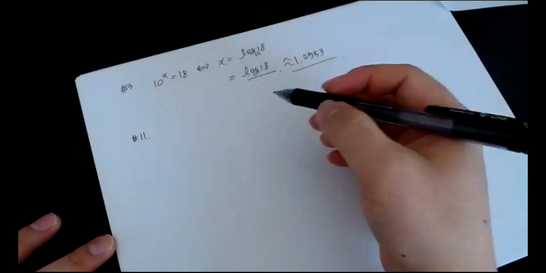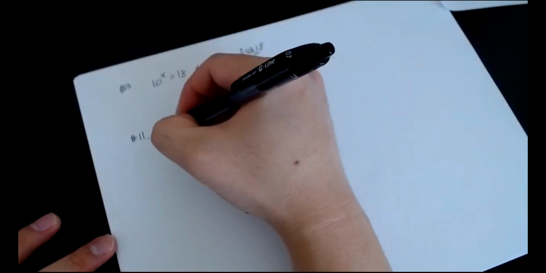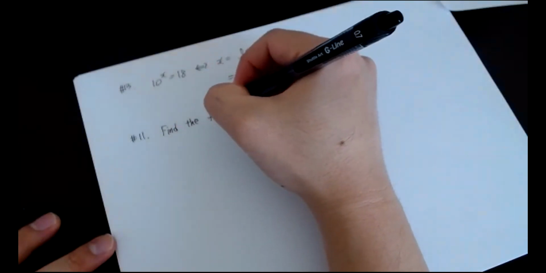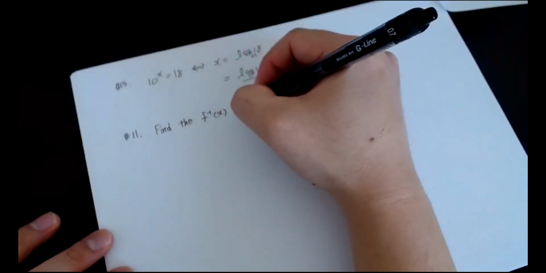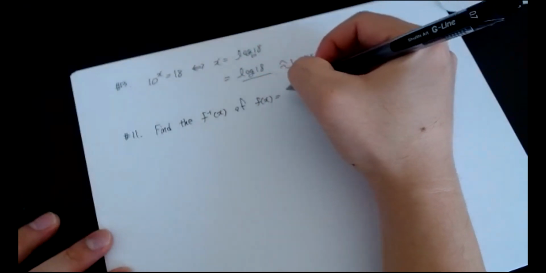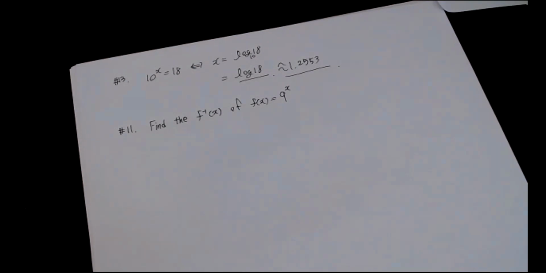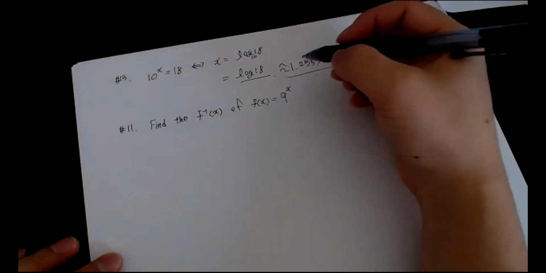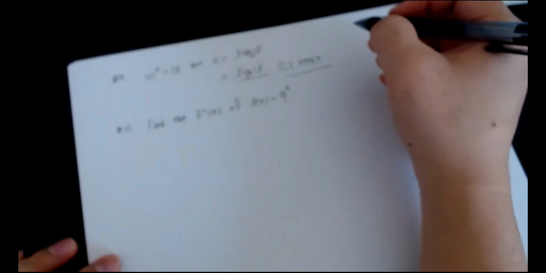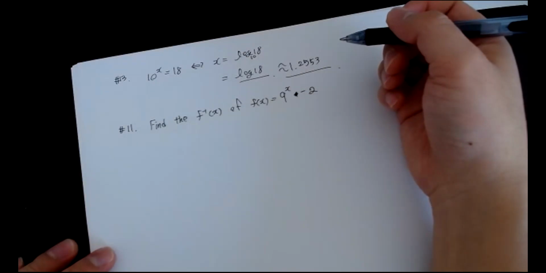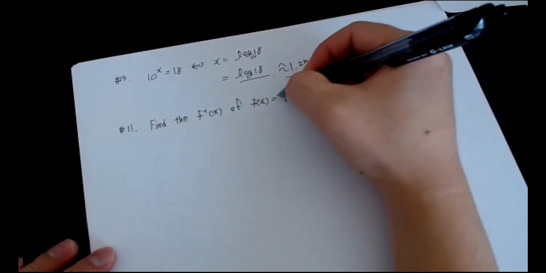Okay, so find the inverse function, f inverse of x, of f of x defined by 9 to the x power. But let me tweak the problem to make it a little bit more complicated. So 9 to the x power plus maybe -2, something like that. And then let me put 1/2 right here.